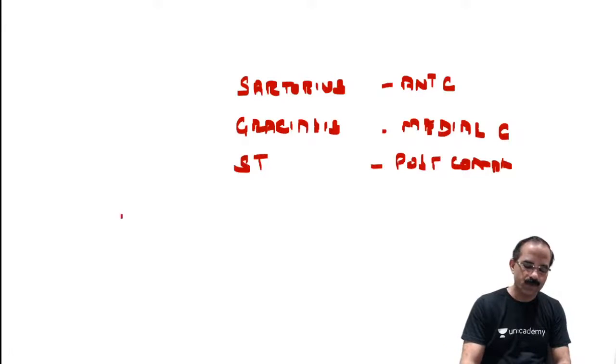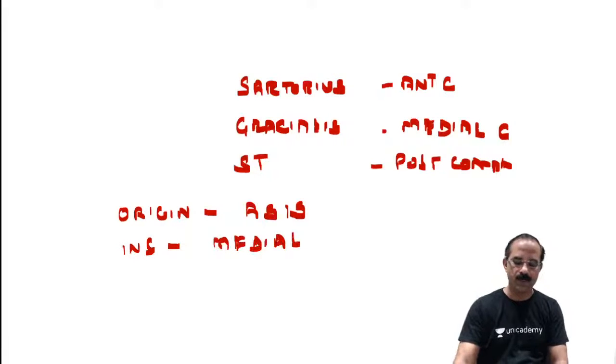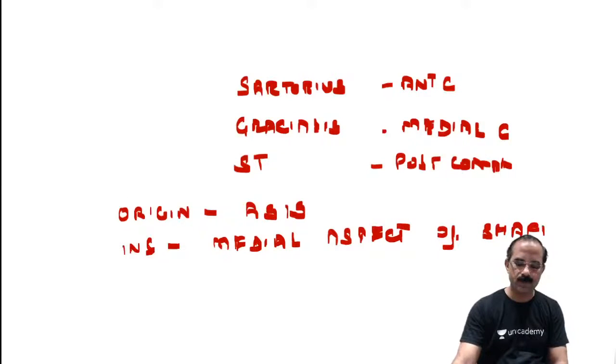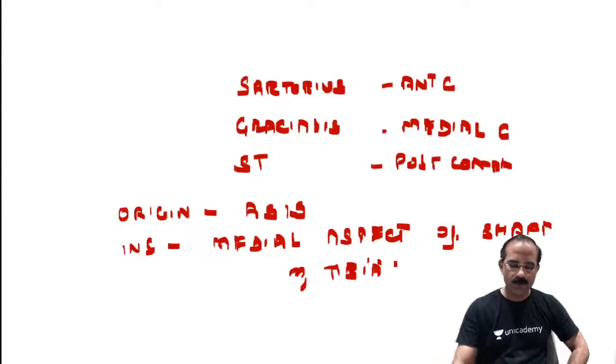So what is the origin of sartorius? The origin of sartorius is the anterior superior iliac spine. The insertion of sartorius is on the medial aspect of the shaft of tibia. This is a very important muscle, okay? Medial aspect of shaft of tibia.